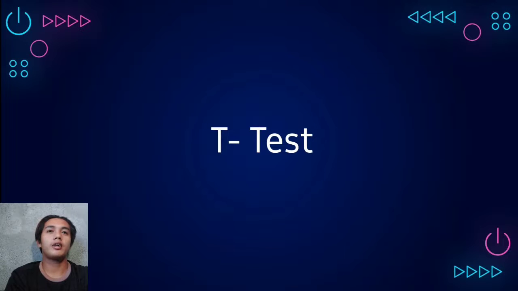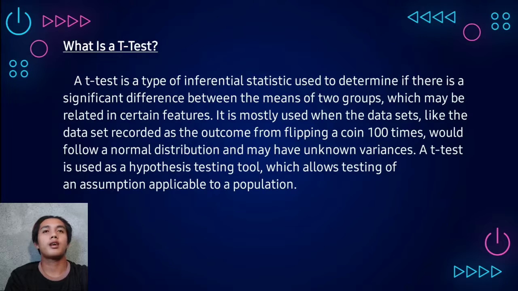Okay, our next topic is about the t-test. What is a t-test? A t-test is a type of inferential statistics used to determine if there is a significant difference between the means of 2 groups, which may be related in certain features. It is mostly used when the datasets, like the dataset recorded as the outcome from flipping a coin 100 times, would follow a normal distribution and may have unknown variances. A t-test is used as a hypothesis testing tool, which allows testing of an assumption applicable to a population.